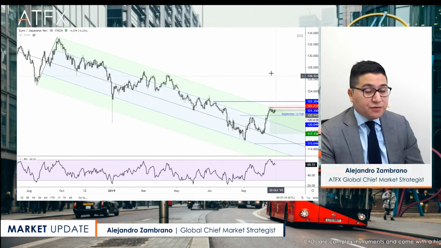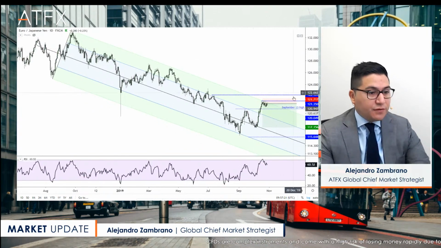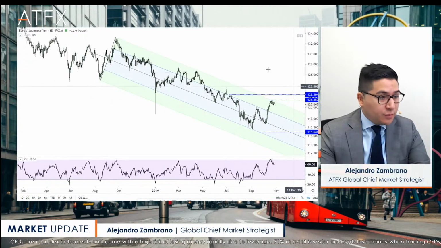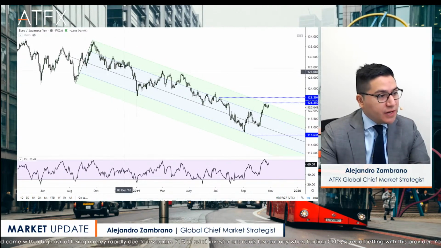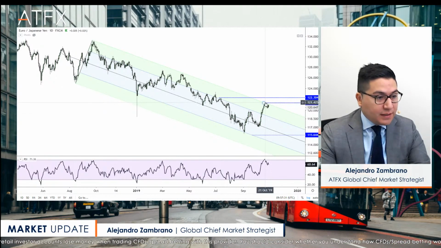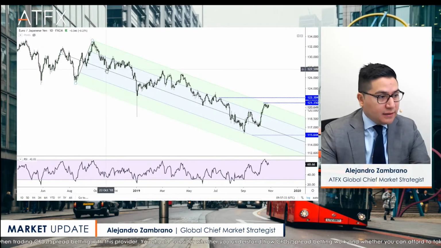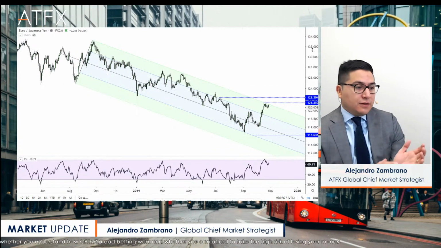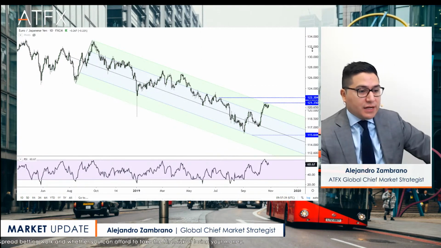This is an Anders pitchfork, and the Anders pitchfork has done a relatively okay job. It hasn't done an amazing job. You can see price was capped here, so far being capped here, and then the median line did a good job. So it's just a bunch of trend lines, and collectively they make a lot of sense with the price action.